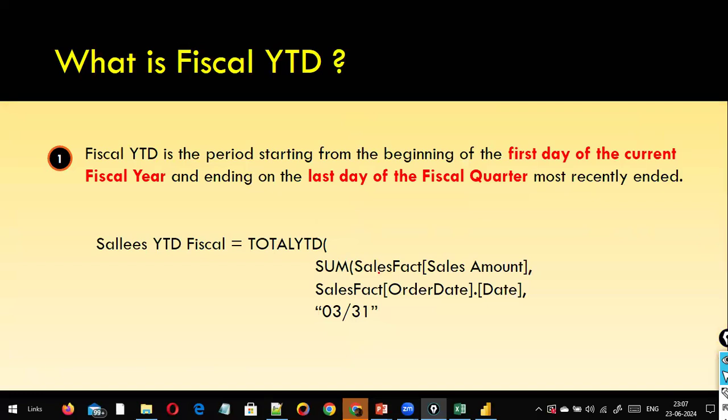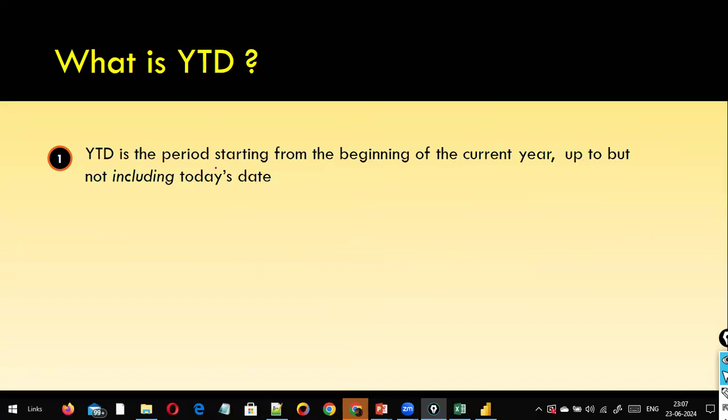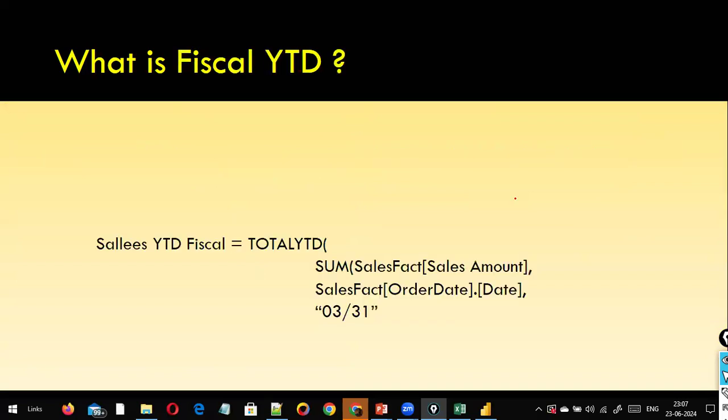So this is the example for total YTD, year to date. There are two types of year to date. One is the calendar year to date, the other one is fiscal year to date. In the case of India, the financial year starts or ends by 31st March. So I want to compute the year to date total sales by the financial year.